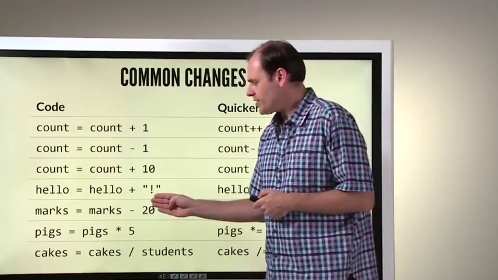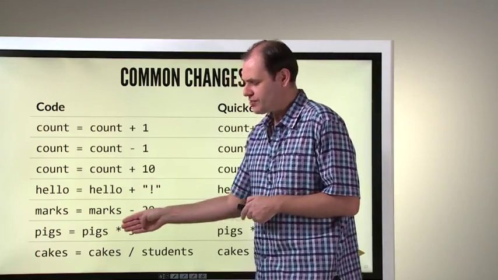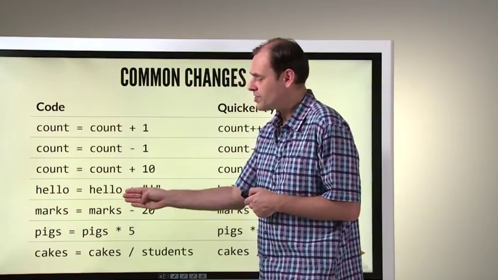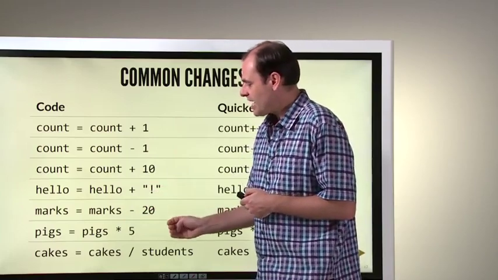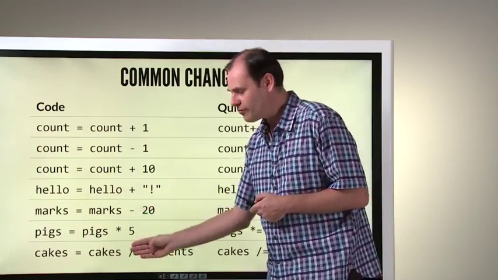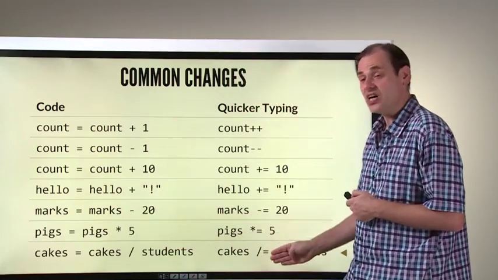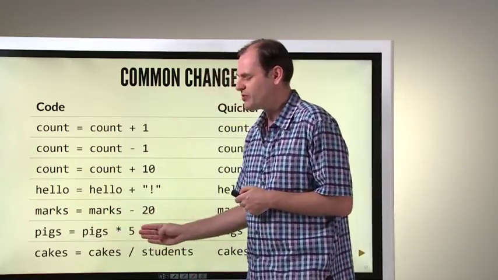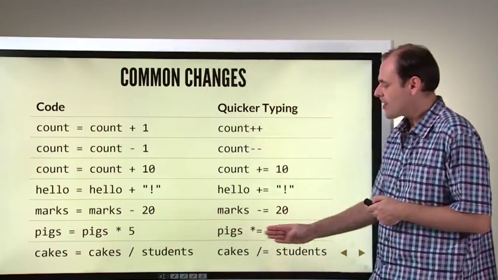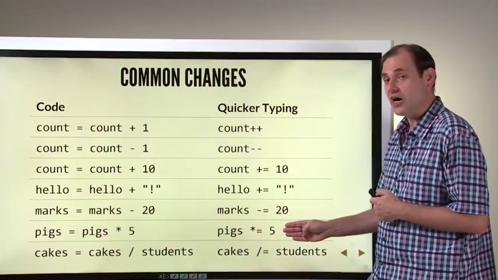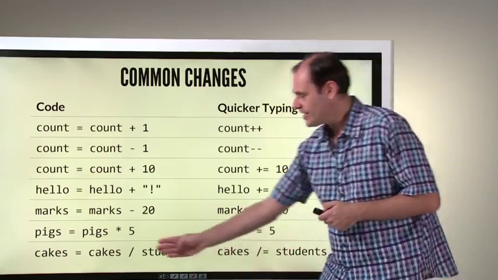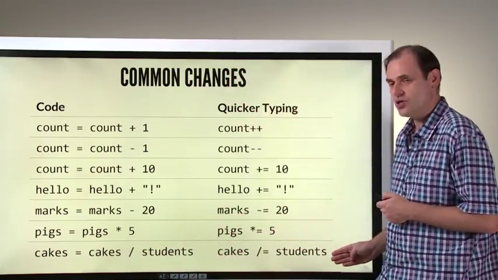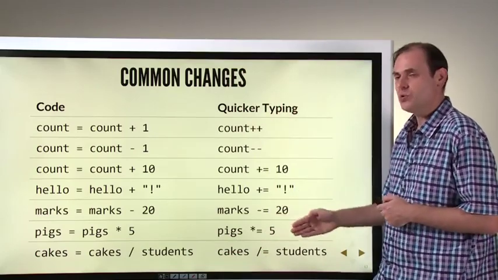All right, so we could do minus, plus, divide by, multiply. All of these typical things that you do with numbers, we can do them with variables, and we can do them long version, and we could do them quicker typing version. So, for example, let's say pigs = pigs * 5. We could type that quicker. pigs *= 5. Okay, same thing. cakes = cakes / students. Okay, cakes /= students. Quicker ways to type things, which saves you time.